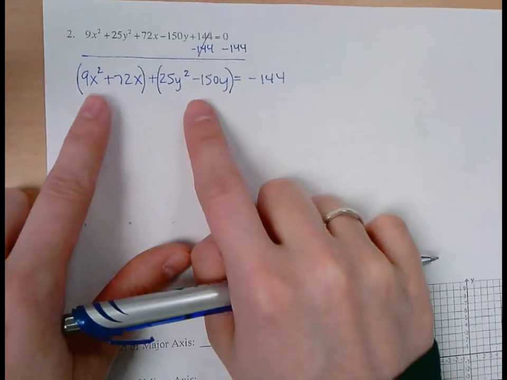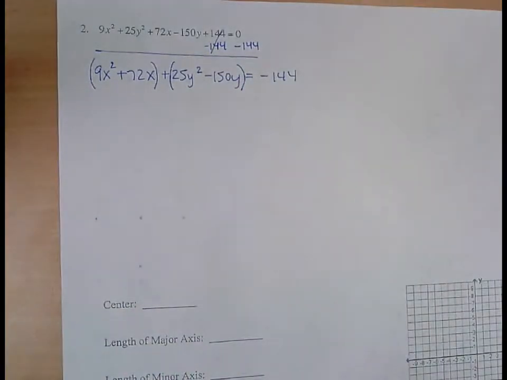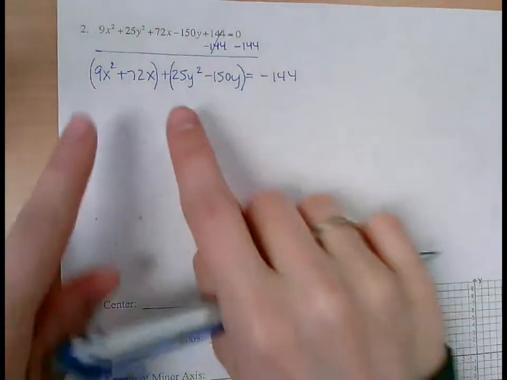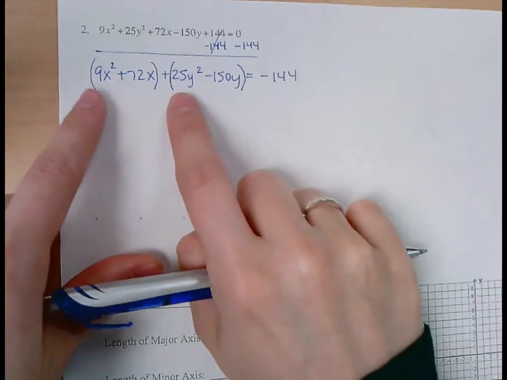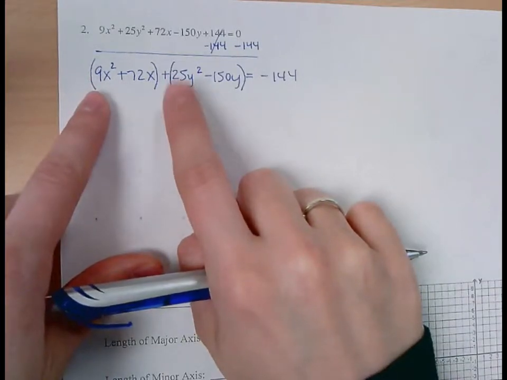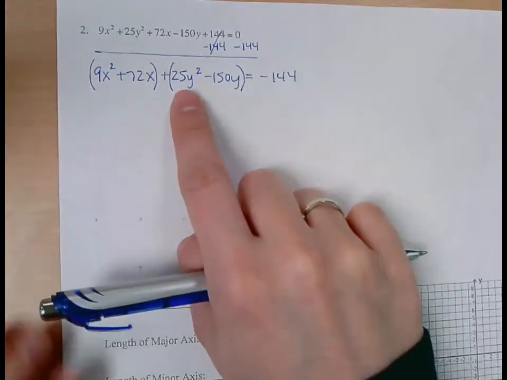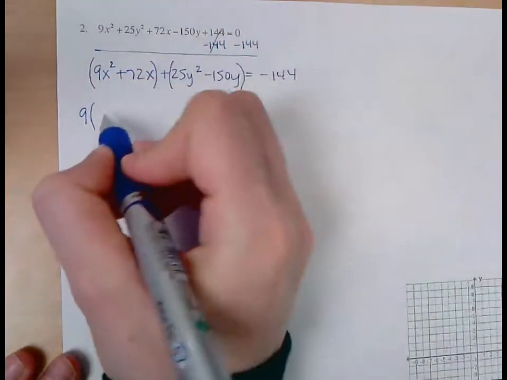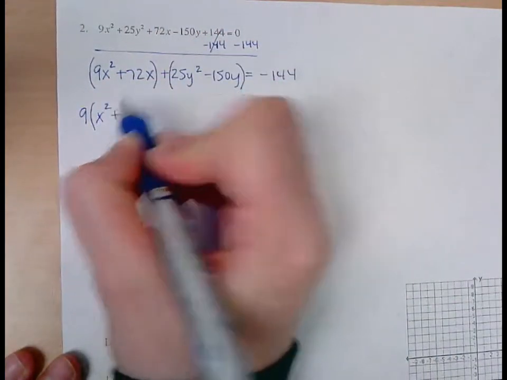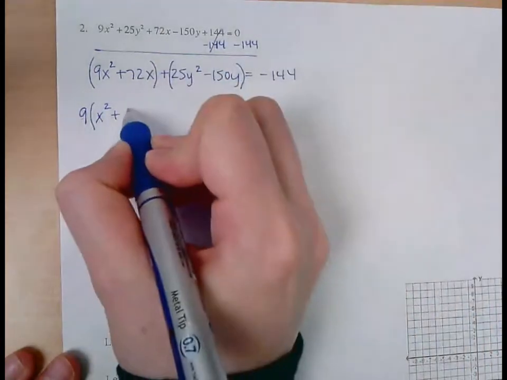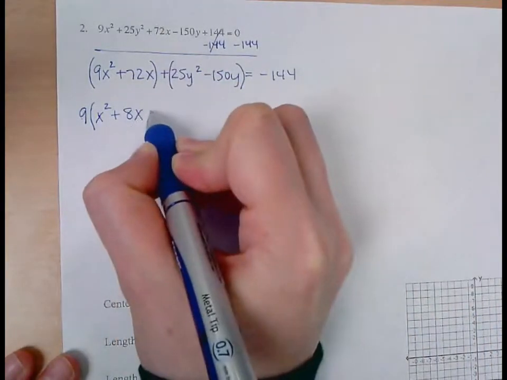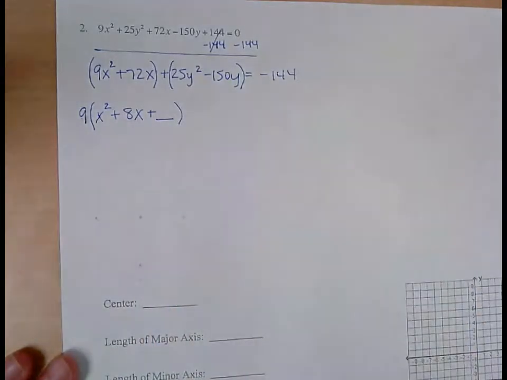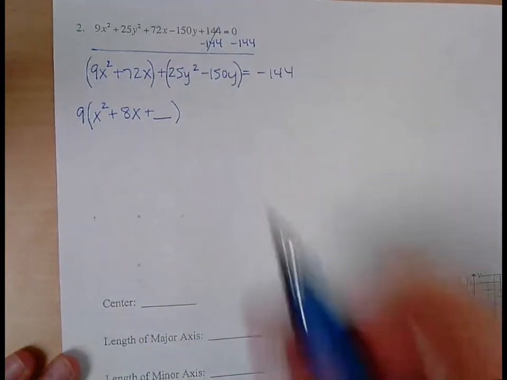Yes, GCF kind of, but you don't take out the variable. So you would have to take out the coefficient that's in front of the x squared for the x's and in front of the y squared for the y's. So for the x's, I have to take out a 9, and I'm left with x squared plus 72 divided by 9 is 8, so x squared plus 8x.